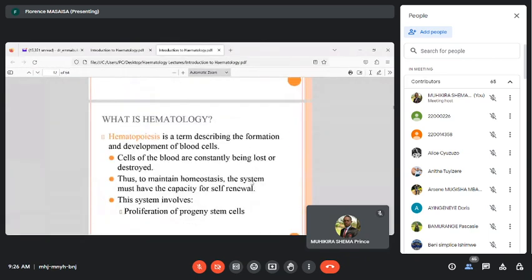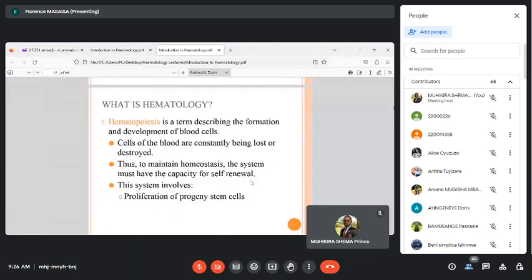So by starting hematology, we should also understand how those blood cells are formed. So which is the process of hematopoiesis, which is the term describing the formation and development of the blood cells. So the cells of the blood are being lost or destroyed after spending their normal lifespan.